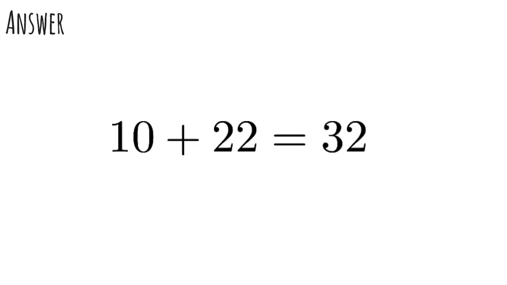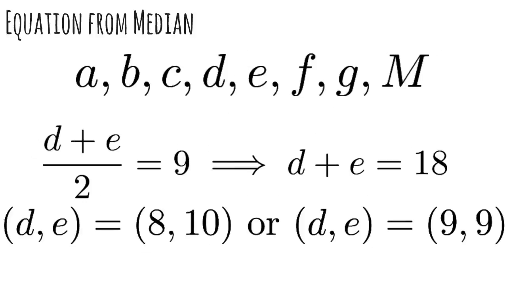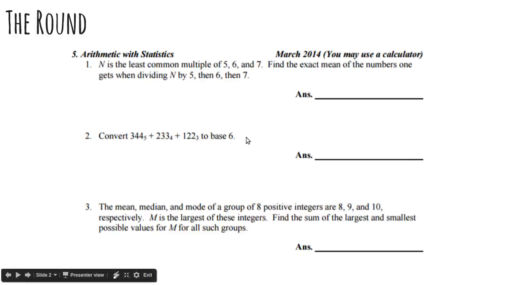So yeah, arithmetic with statistics is a pretty easy round as long as you're good with bases. If you're not good with bases, I think I've done some base videos earlier, so you can probably search my channel for bases and check those out. So yeah, again, this round is just pretty basic. It's mostly just arithmetic. You can also use a calculator. So if you're slow at arithmetic, use that. So speed isn't really a factor since you have a calculator. But yeah, I hope you like this problem and have fun doing math.